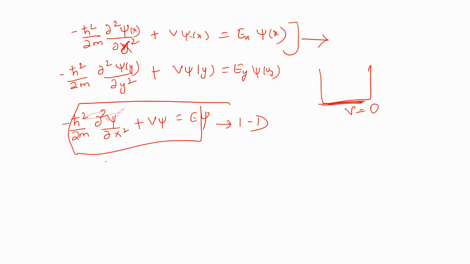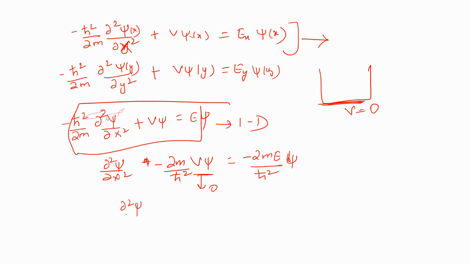Then what we have written, d2 psi by dx square minus 2m upon h cross square V psi is equal to minus 2mE upon h cross square psi, and V is 0, right? So this term will go to 0. Then d2 psi by dx square is equal to minus 2mE upon h cross square psi. Then solve this equation. How will you solve this equation?